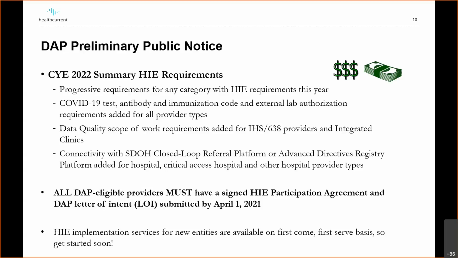All DAP eligible providers must have a signed HIE participation agreement and DAP letter of intent submitted by April 1st, 2021. While we recognize that that seems like a little over a month to get that submitted, the sooner you can get that in, the better. We are able to plan accordingly as far as our project management and our resources go to be able to meet those DAP milestones with your organization.